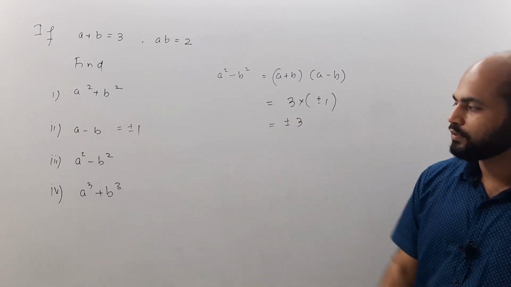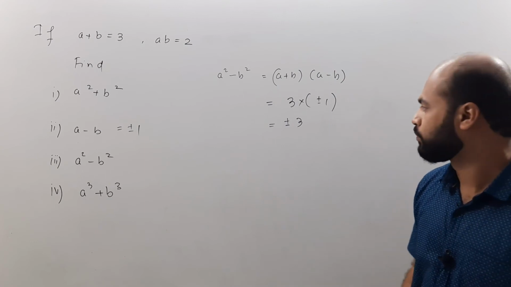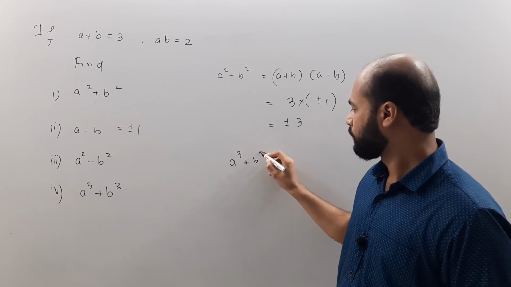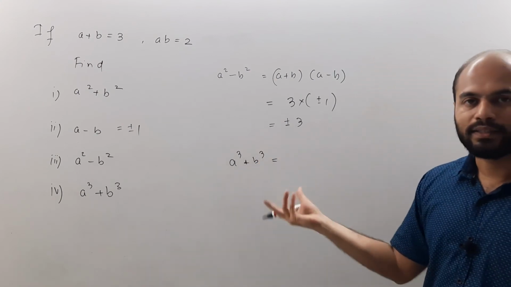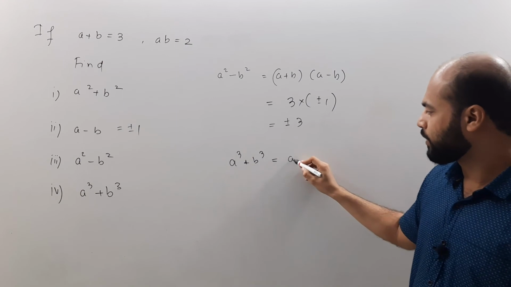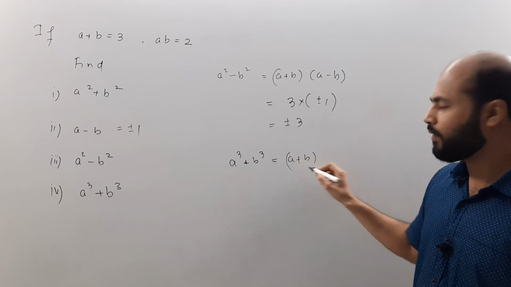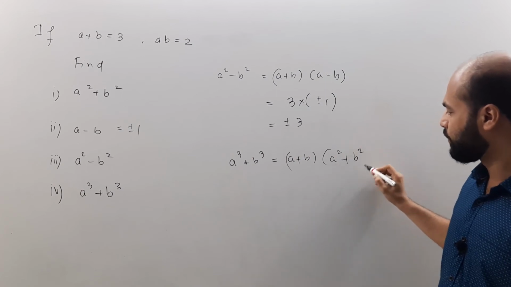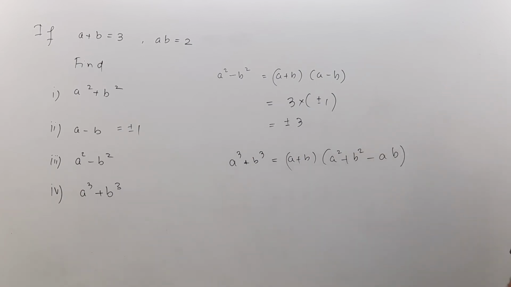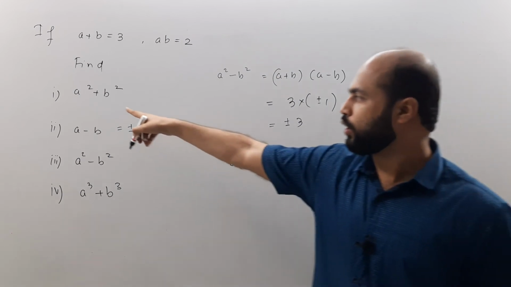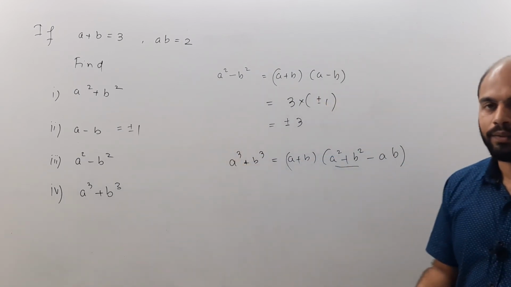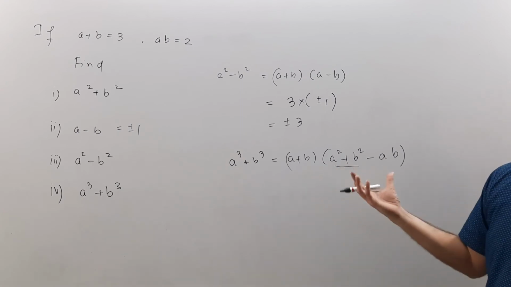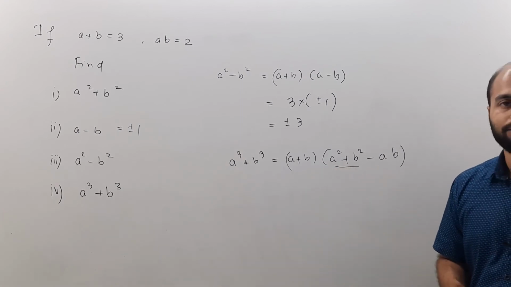And finally comes a cube plus b cube. So a cube plus b cube would be, you can expand this and see, very easy. So what we can do is, we can write this as a plus b. We know the value of a plus b given to us, and then we can write a square plus b square minus ab. So in the first one we just found the value of a square plus b square, we know it, and we know the value of ab, that is 2. So if you expand and find this, you can get the answer.